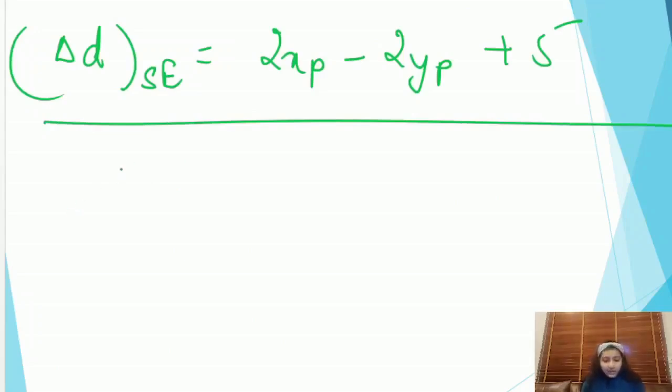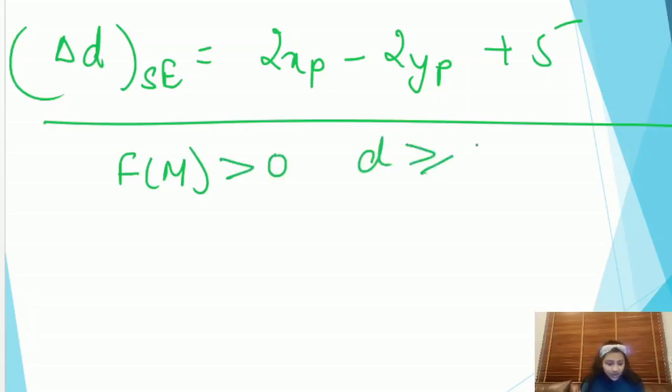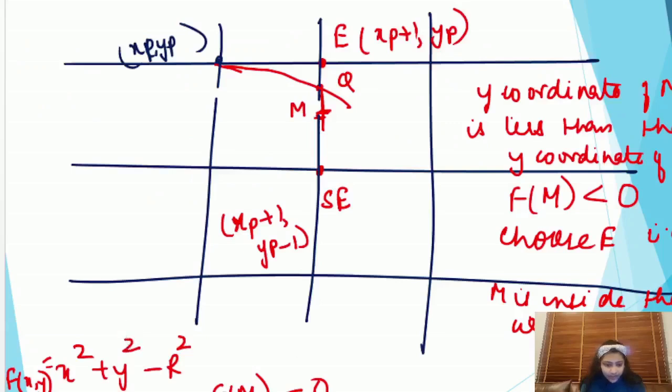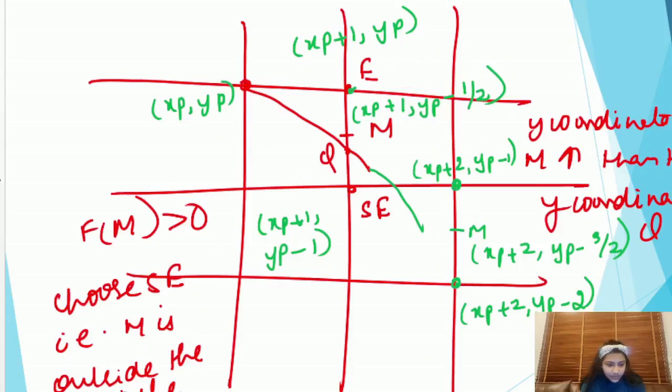So this is when the value of the midpoint was greater than 0, or we can say the value of D is greater than or equal to 0. This is what we have seen over here, that when the value is greater than 0, in that case we choose southeast as our pixel. That is, M is outside the circle in that case.